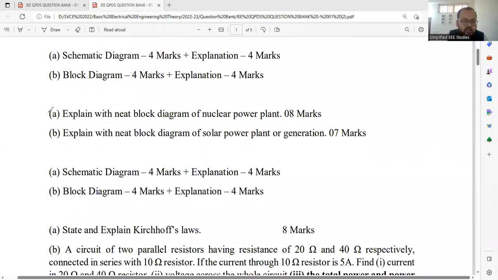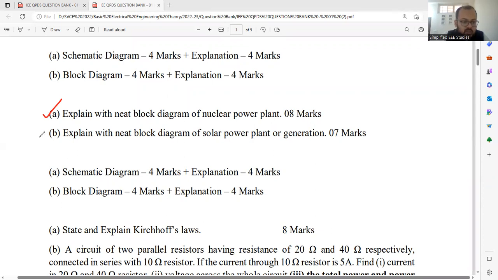Another important question. Explain the neat block diagram of nuclear power plant. You have to mention nuclear fission. Due to the nuclear fission, steam is generated. The steam is used to operate the steam turbine. The steam turbine is coupled with the generator, and the output can be taken from the generator and connected to the grid. Those points you have to mention with the help of a neat block diagram.